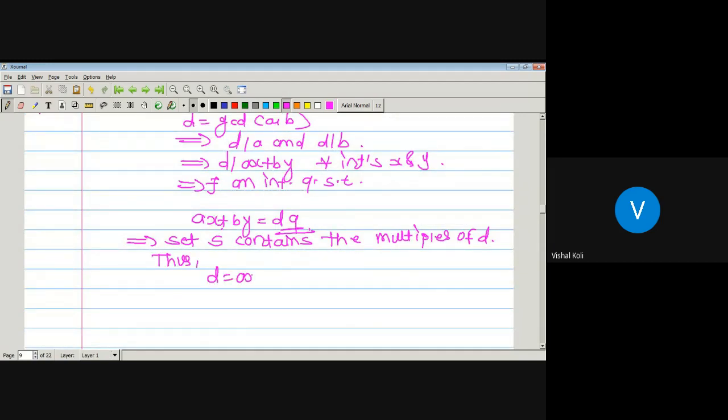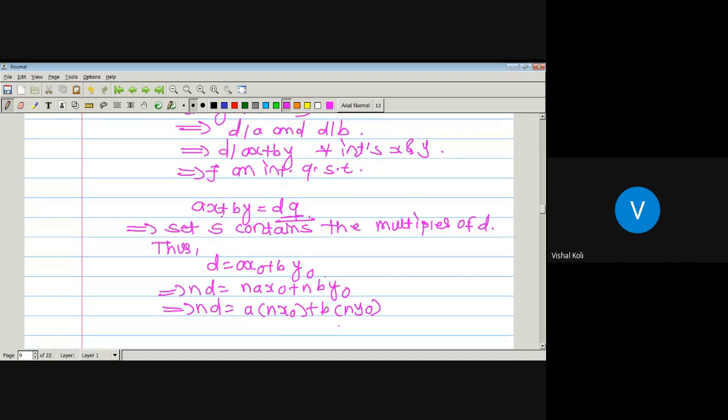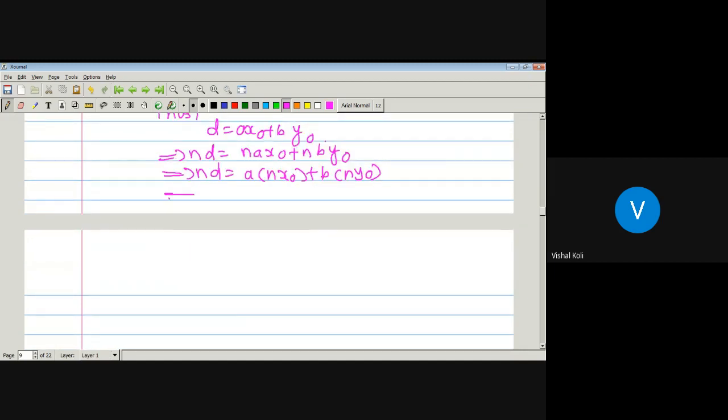ax naught plus by naught for some integers x naught and y naught, which implies n into d is nothing but n into ax naught plus n into by naught. So it can be written as n into d is equal to a into n x naught plus b into n y naught. As n, x naught and y naught are integers, their multiplication is again an integer, which implies n into d belongs to S. So there are multiples of d in the set S, and that is what we had to prove, and hence the proof.